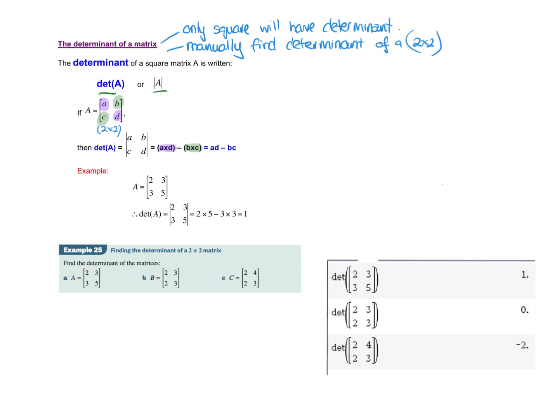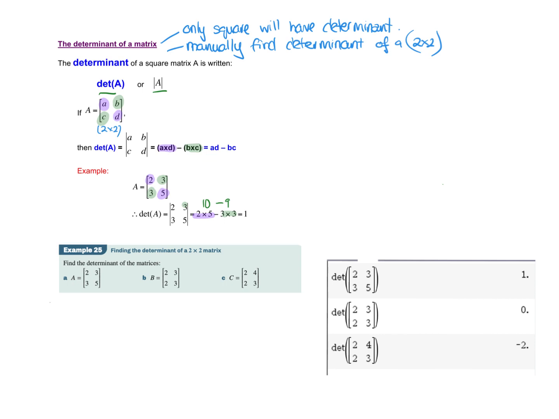So you can see in the example here, we're going to do 2 by 5 minus 3 by 3. 2 by 5 is obviously 10, and 3 by 3 is 9, so 10 minus 9. So the determinant of that matrix is 1. Okay, so if we look down here, we're just going to practice this.